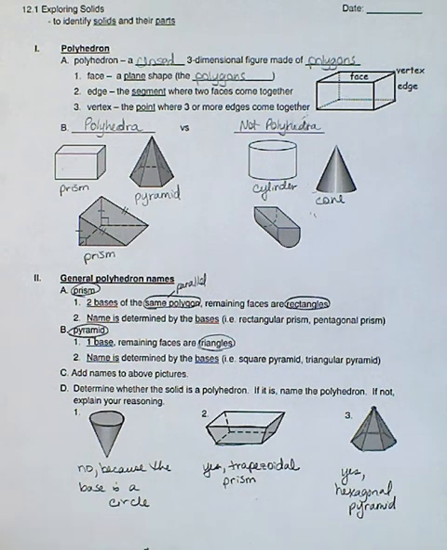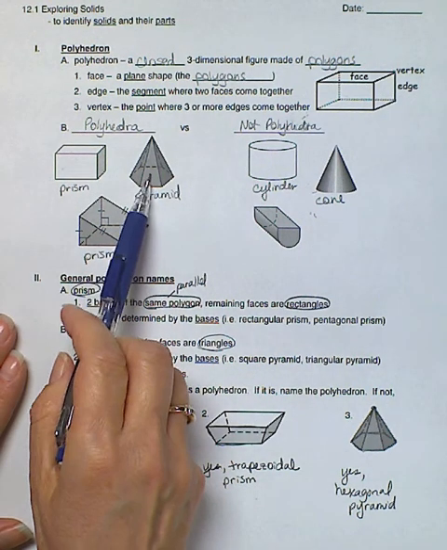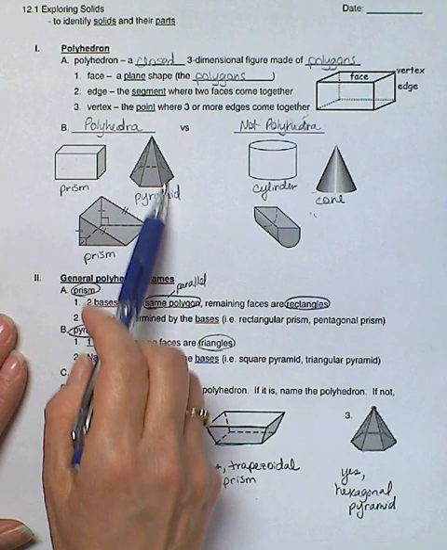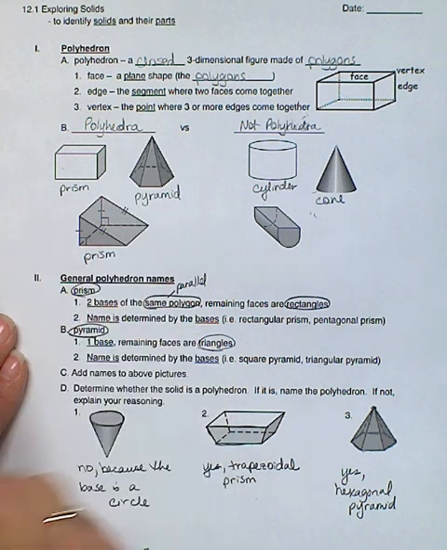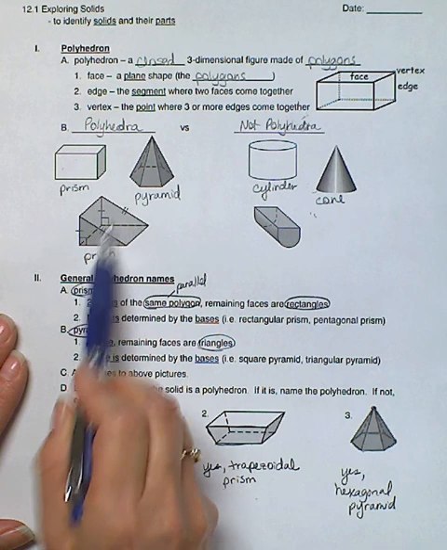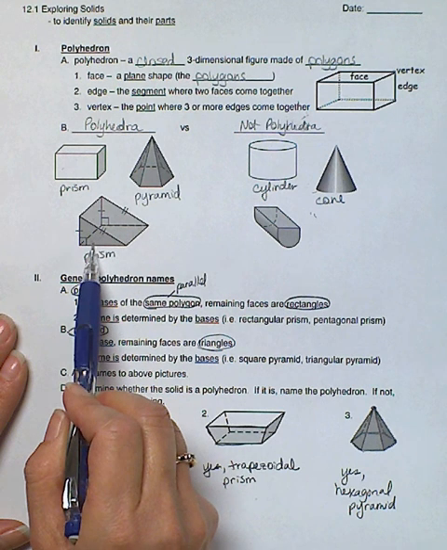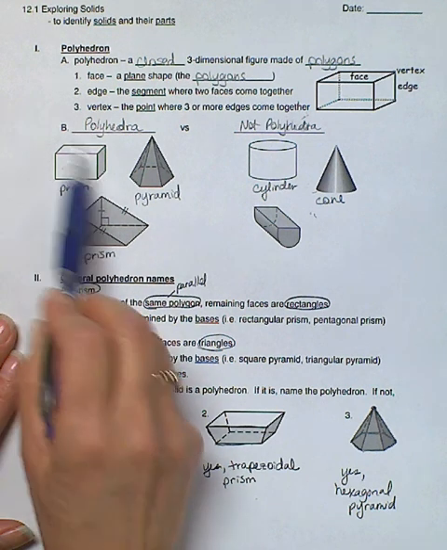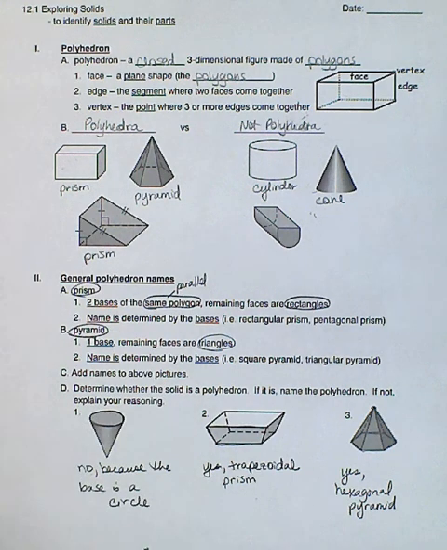So one more time, let's look up here. Here's our same hexagonal pyramid. We have a hexagon as the bottom. It's a pyramid. These 2 faces were triangles, so this is a triangular prism. And this is all rectangles, so it's a rectangular prism.